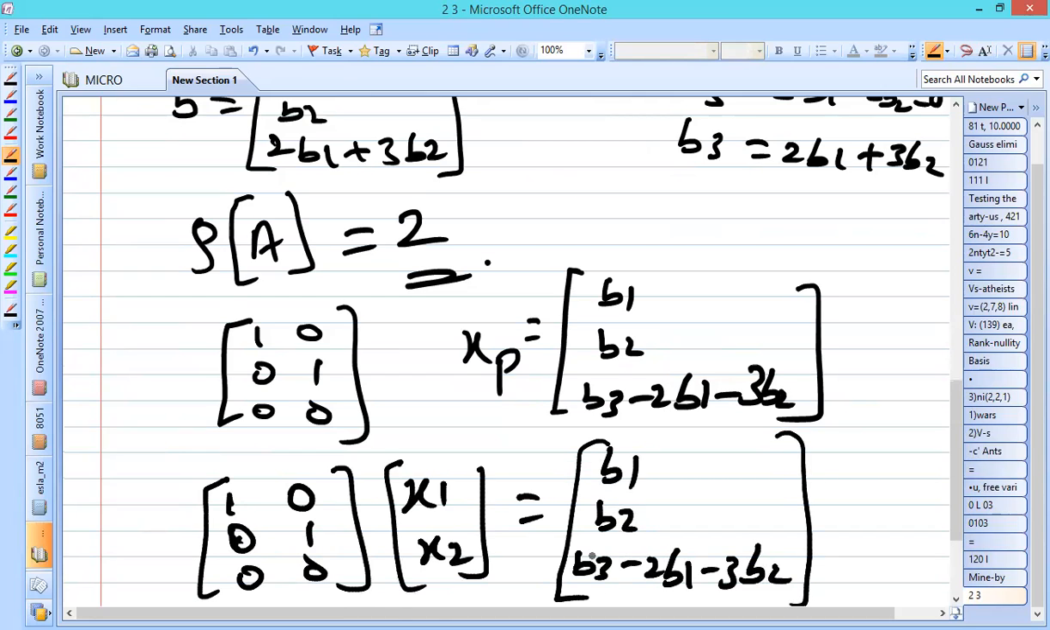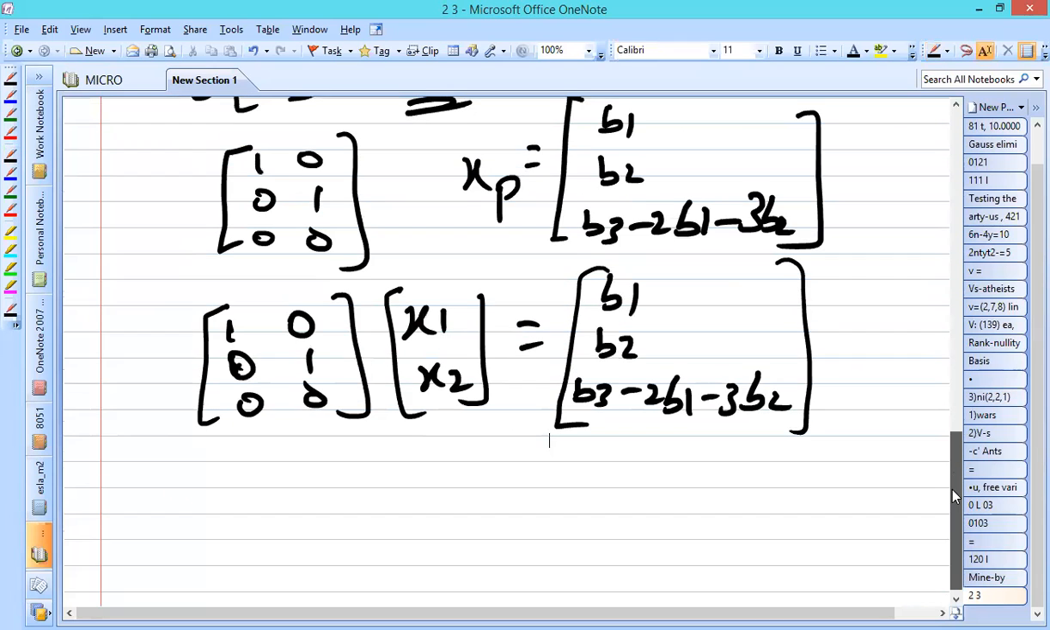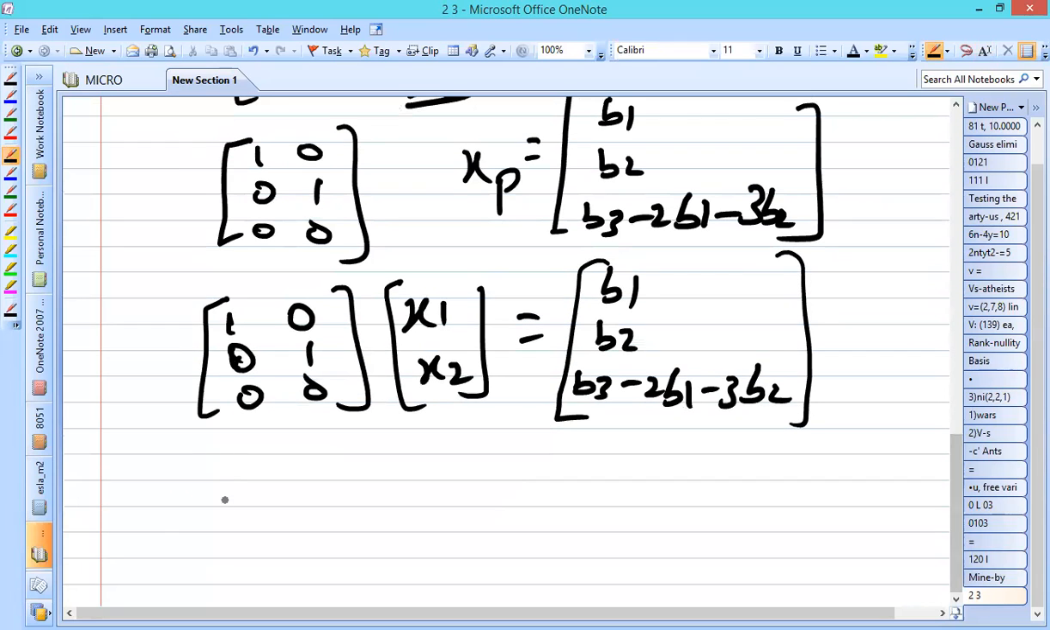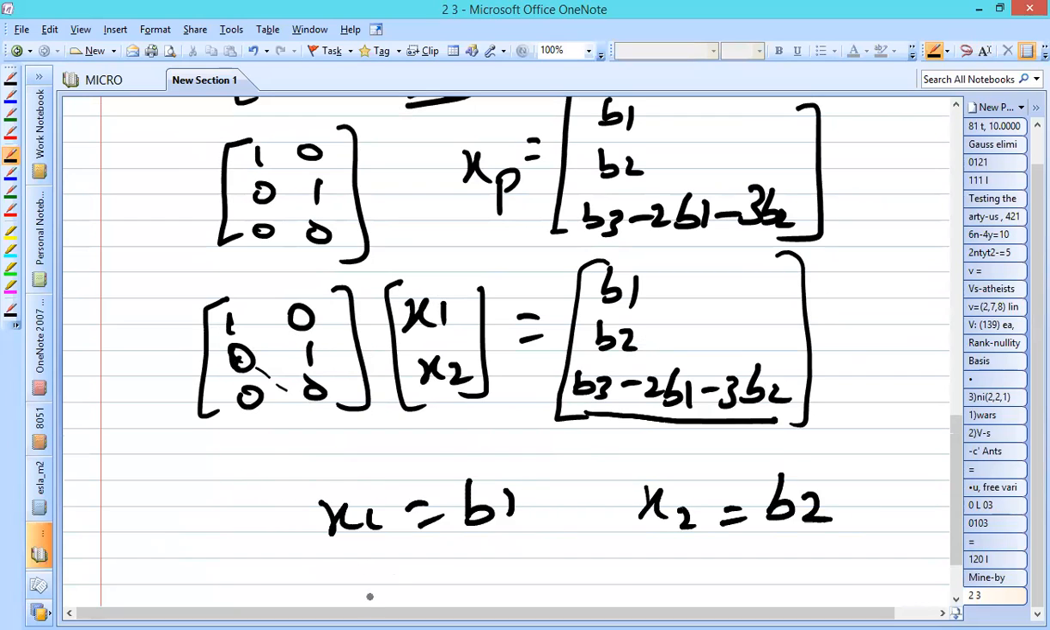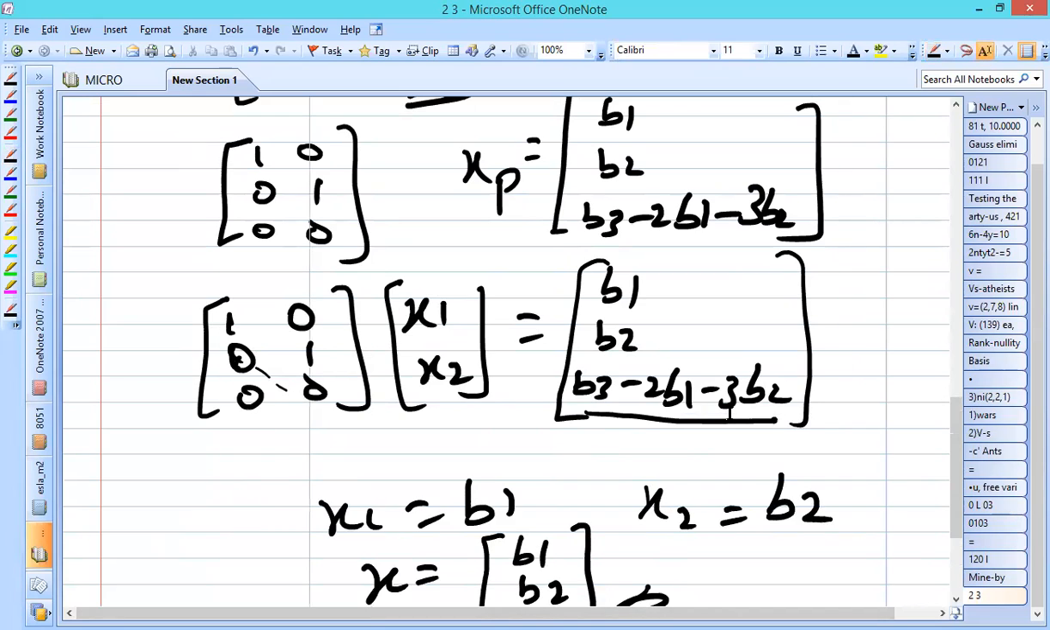Here you can see that b3 minus 2b1 minus 3b2 must be equal to 0. Leaving that, if you multiply, 1 into x1 is equal to b1, and 0 into x1 is 0 plus 1 into x2 is equal to b2. So the solution for this is b1, b2. This is the solution for this problem.